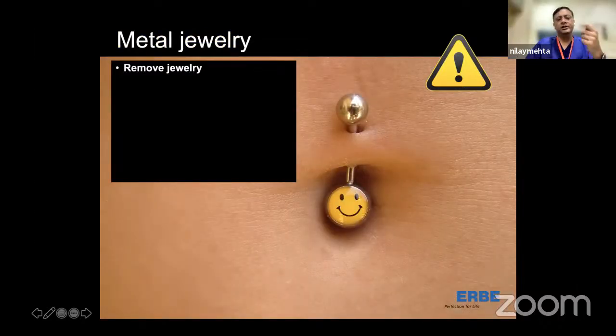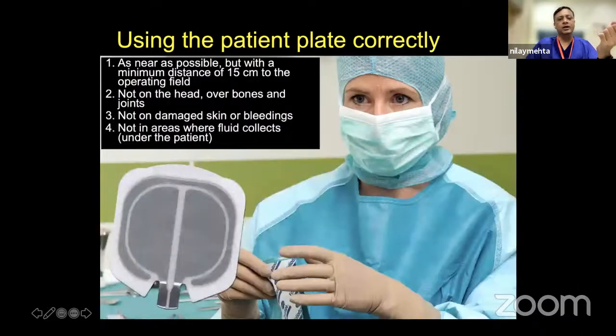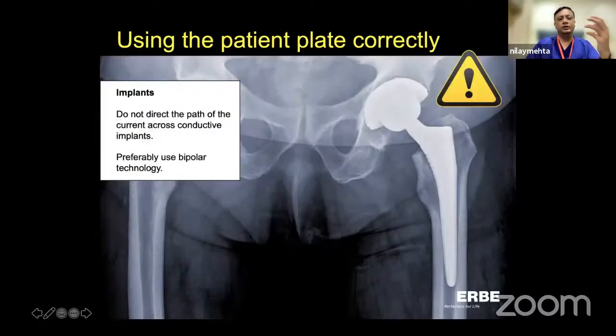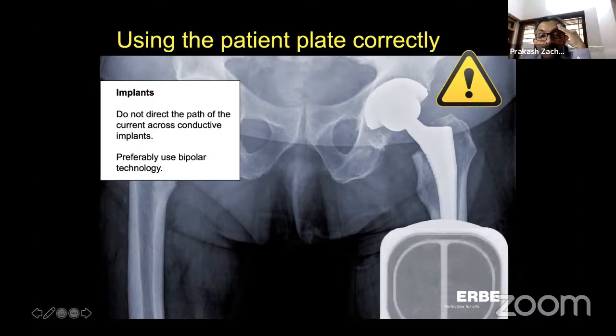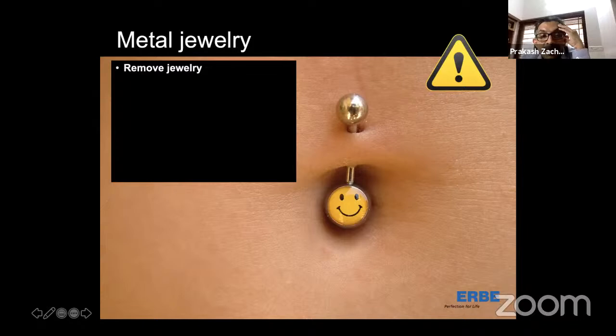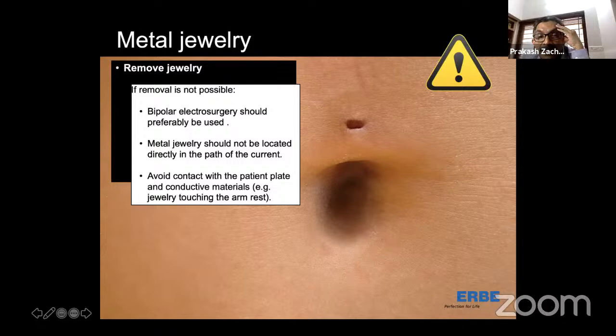So just a minute, since we've taken up this pad topic, let's complete it. You said it should not be over the bony area, and it should not be over the implants also, right? Yeah, that's right. And what about metal jewelry? Yeah, that also can cause problems. So if it can be removed, that is the best. If that is not possible, then we might have to cover it up.